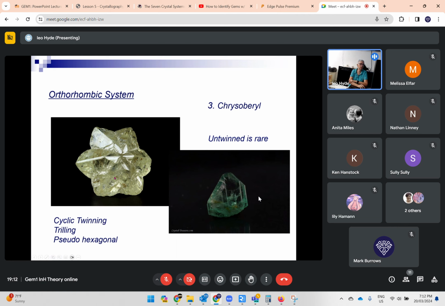And so even though it may look like that, with all these lumps and bumps, chrysoberyl is actually the only one you have to know that does that. How does it form again? It's to do with twinning, which is next on the list.